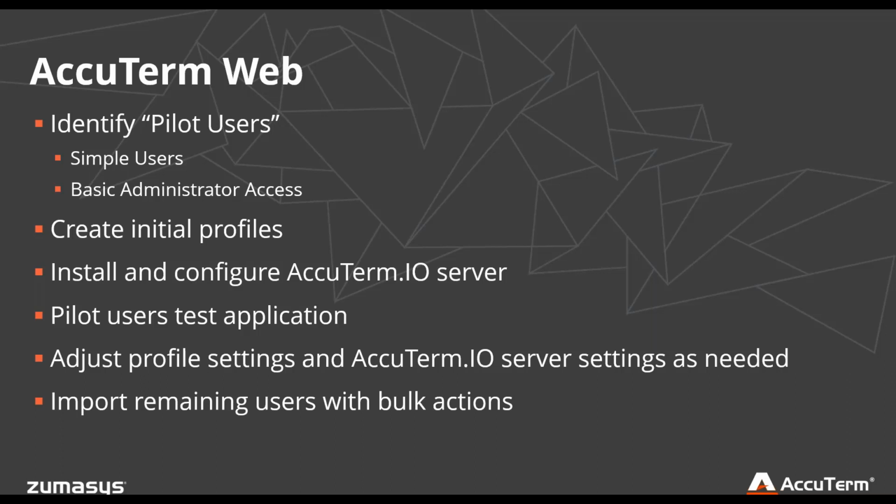Install the AccuTerm IO server, which is what Patrick was talking about. And then let your pilot users run the application and make adjustments to your settings as you need to get it tuned down to where it works the way you want. And once you're done with that, then you can use the bulk import to bring in the rest of your users. So it's just kind of an overview of how to get started using AccuTerm Web.